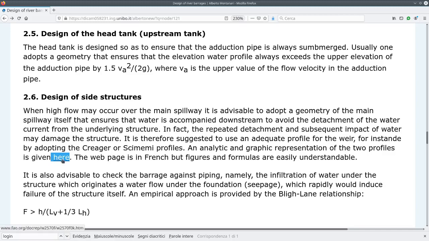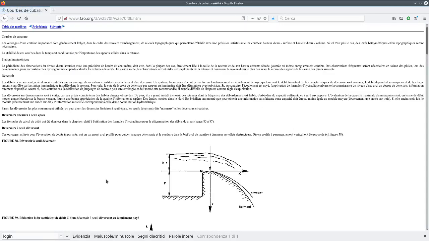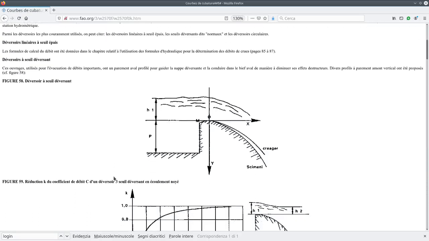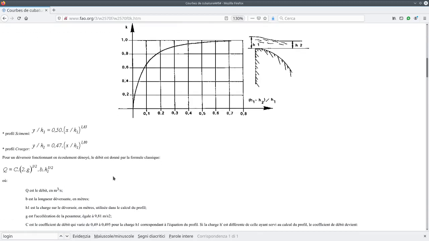I just want to click on it in order to give you the flavor of that. It's a page in French, but we just need to look at the analytical relationship, which is given here. You see, I am selecting, okay, and these are the two profiles, the one by Shimemi and the one by Creager. This is spelled here C-R-A-E-G-E-R, I think, I'm not sure it is correct. Maybe they use different spelling in different languages.